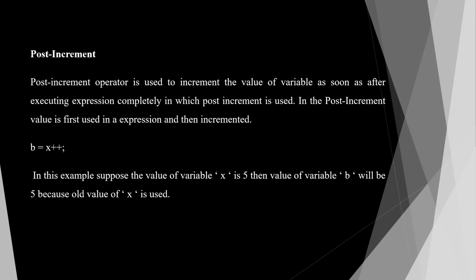The second type is post-increment. The post-increment operator increments the value of a variable after executing the expression. The value is first used in the expression, then it is incremented. For example, b is equal to x++. Suppose the value of variable x is 5. Then the value of the variable b will also be 5, because first the value of x is used, then it is incremented. So the b value is also 5.